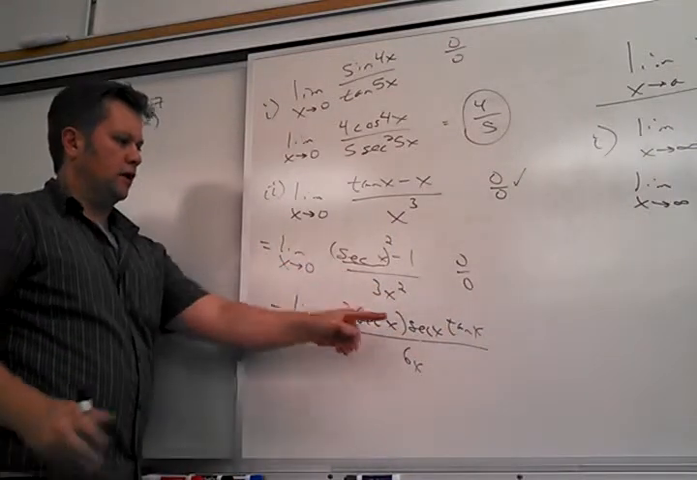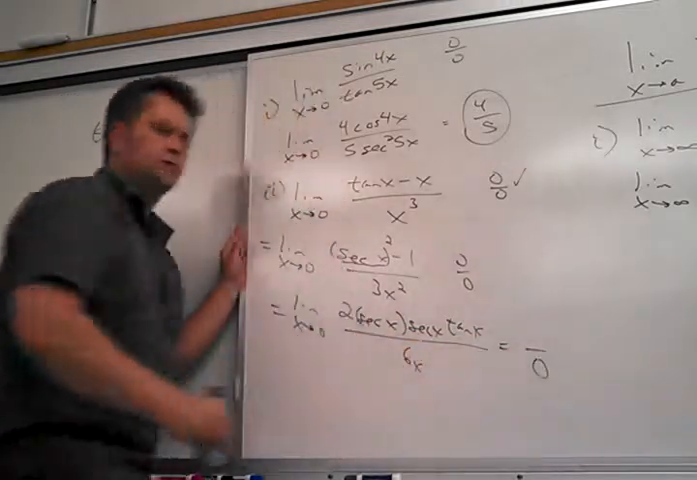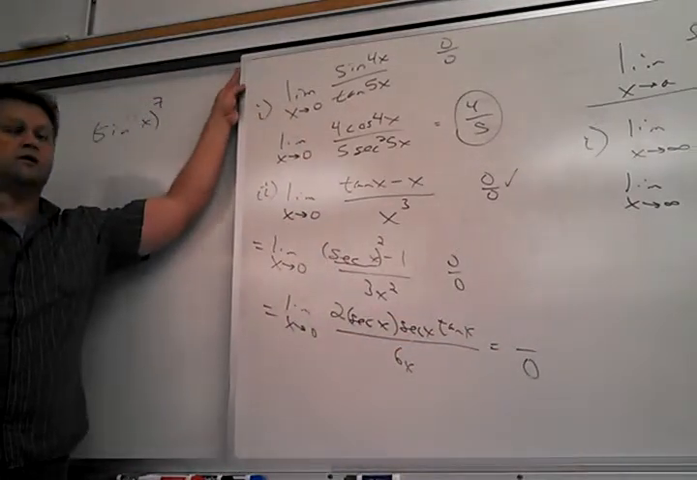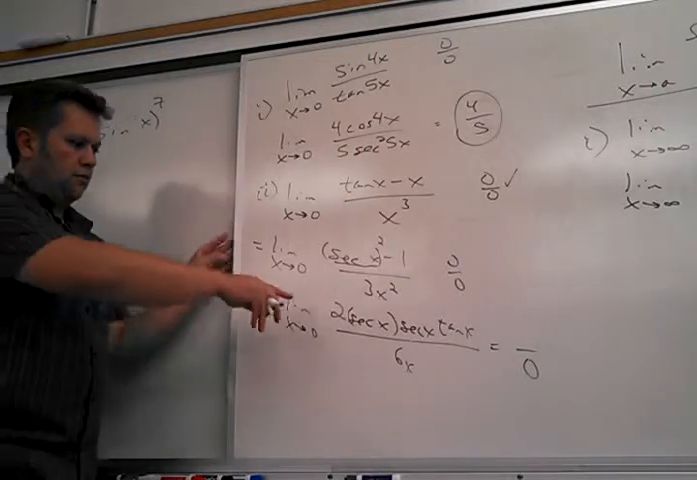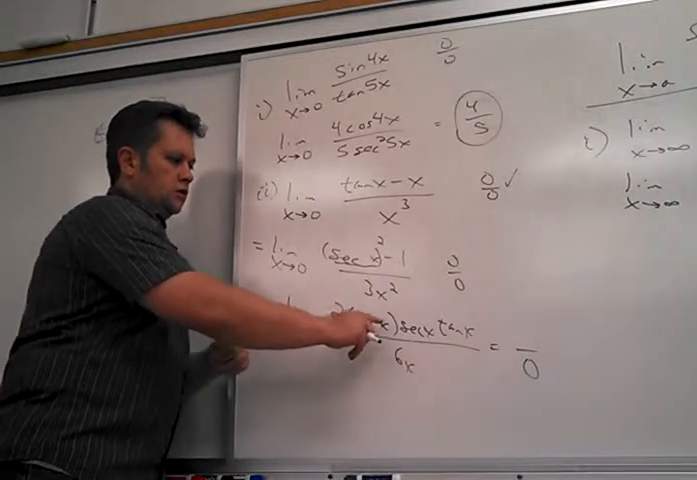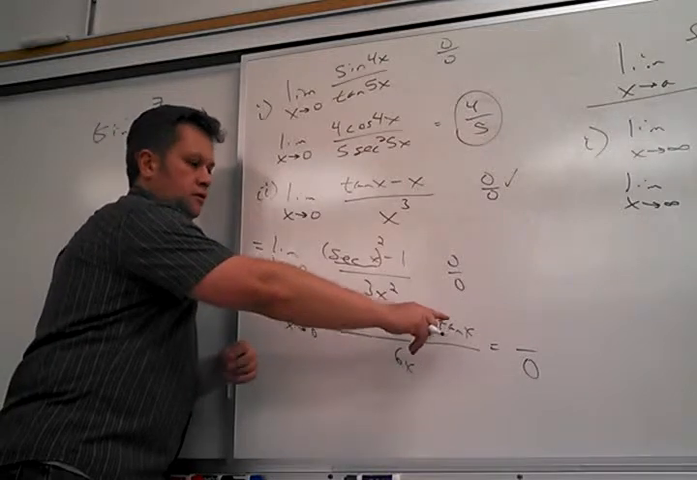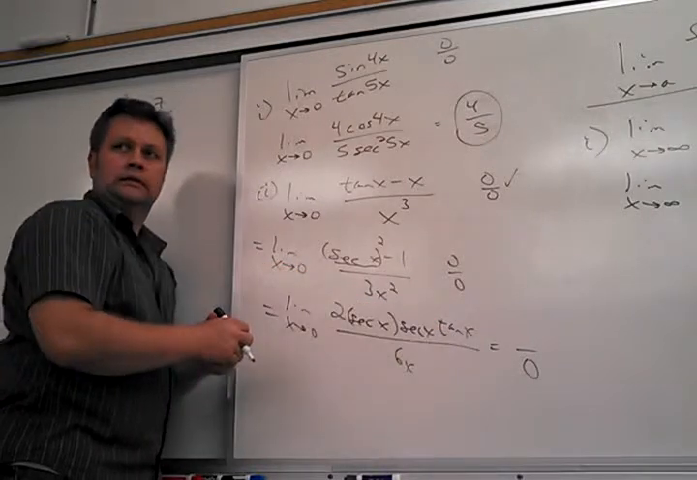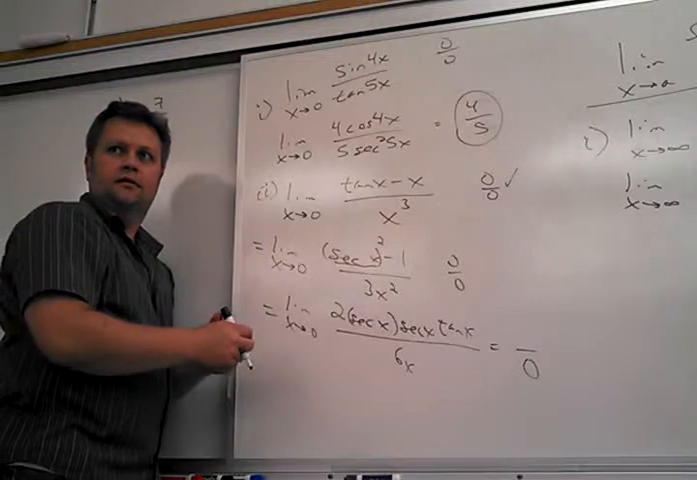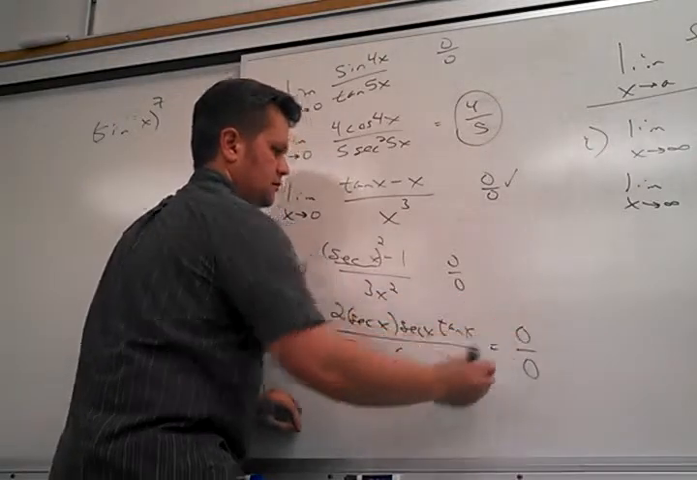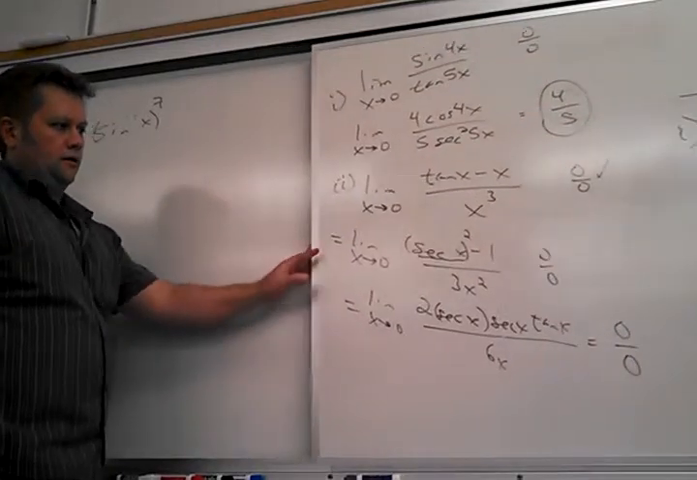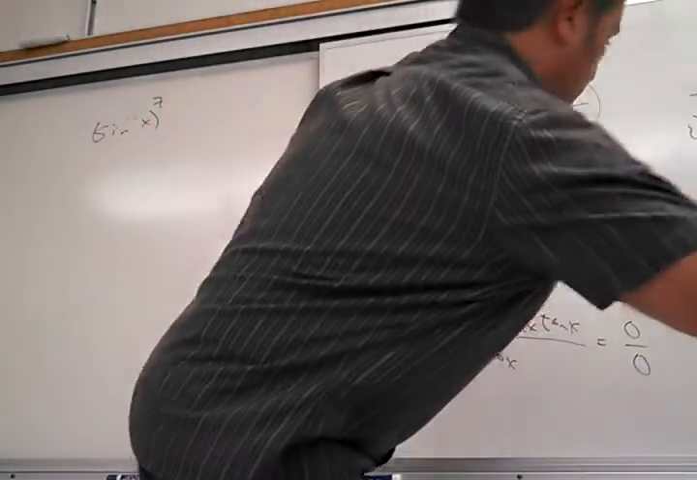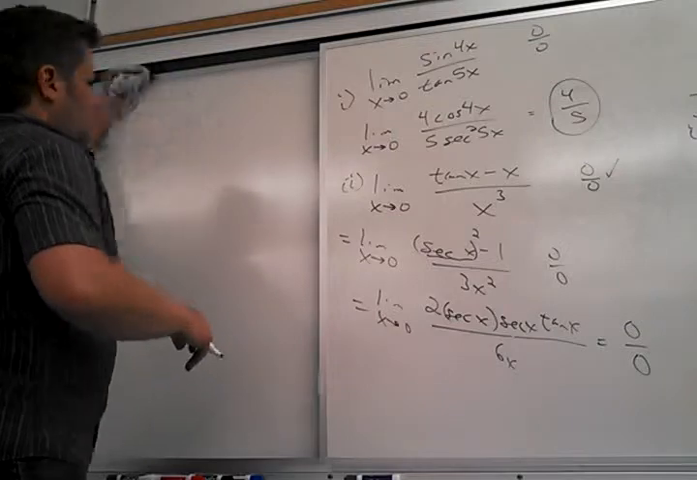Now when I plug a 0 in, I still get a 0 on the bottom. That looks bad, but as long as the top is a number, I'll be okay. What happens to the top? This is 1 times 1 times 0, times 0, so still 0. Isn't it? So we've got to do it again.